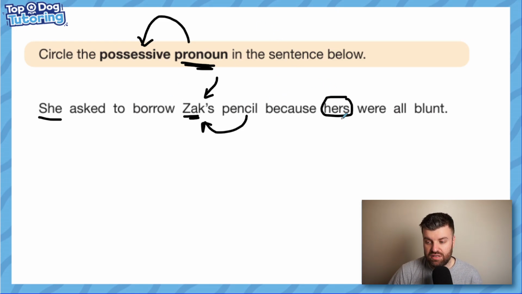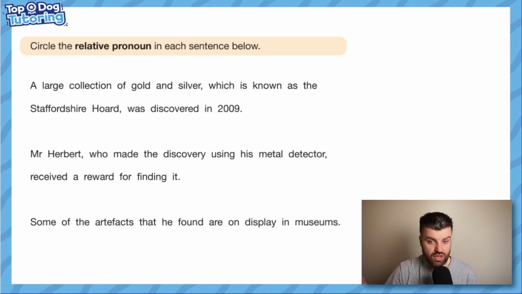Because hers, well, her what? Her pencil. That's what this sentence means. This word means in the sentence. So it's all about finding the context. This directly tells us that she owns the pencil, and we're talking about her pencil that she possesses. That's why it's a possessive pronoun. Hopefully that makes sense. Circle the relative pronoun in each sentence below. We are really steaming along here with the word classes.